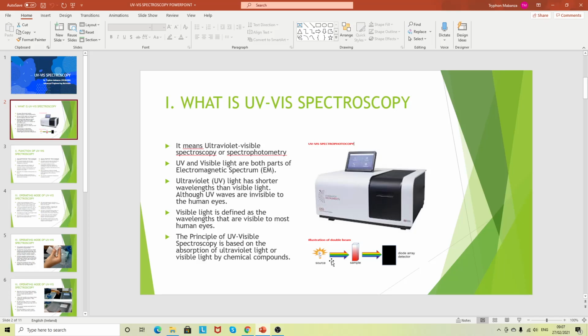So here you can see the schematic of how the inside of a UV-VIS spectroscopy machine looks. We have the source of light, which could be ultraviolet light or visible light. And here we have the sample, the cuvette that will contain a solution. And here is the detector. So the light of UV-VIS goes to the sample, and if the sample absorbs much light, it means that there is too much of that compound in that sample.